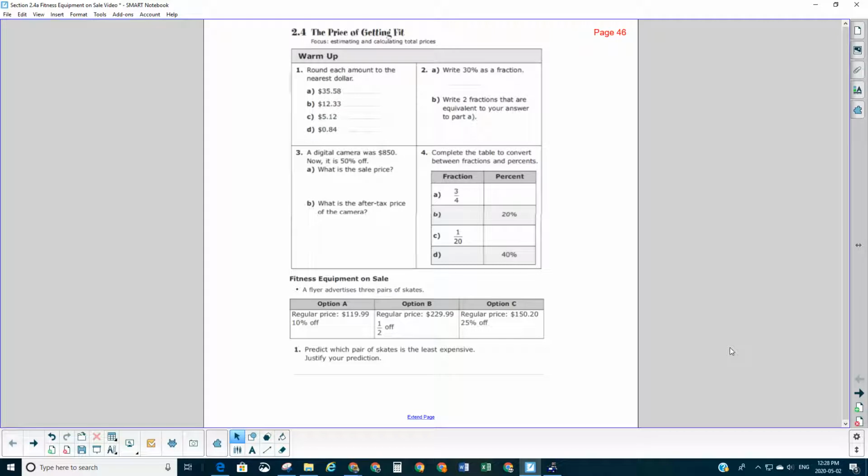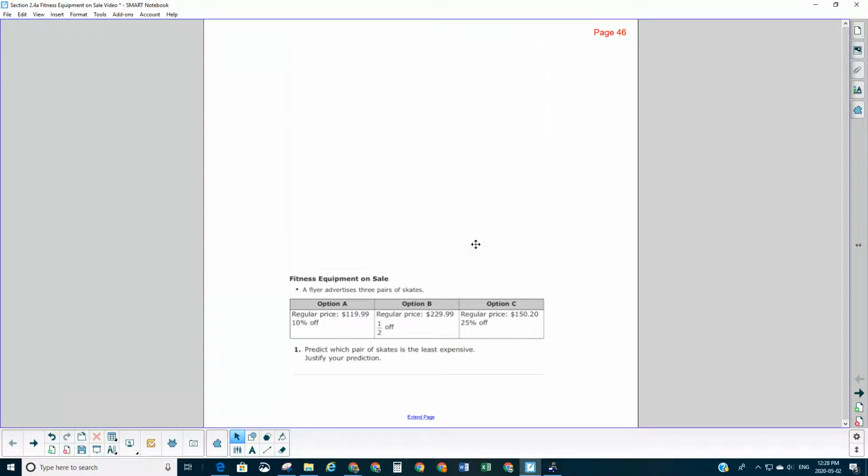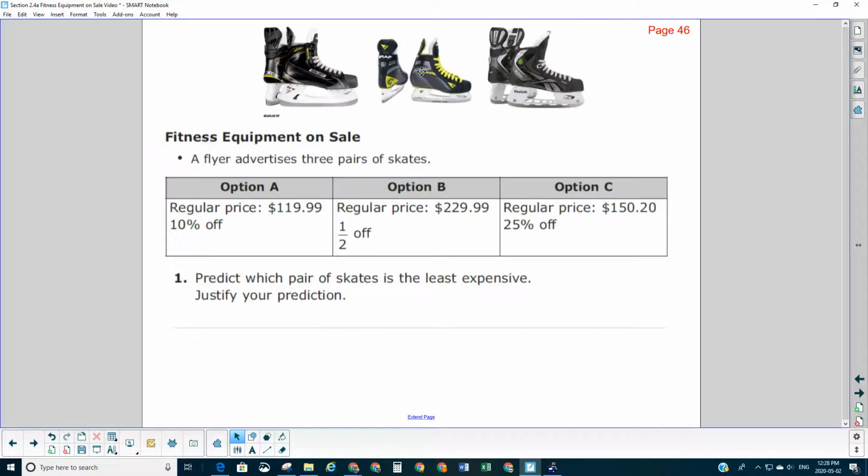There is a warm up there, but I don't think we need to do the warm up today. So we're just going to scooch down to the bottom of page 46 and look at this question about fitness equipment on sale. So I've just zoomed in on here, and it's talking about 3 pairs of skates. Option A is a regular price is $119.99 with 10% off. Option B is $229.99, but it's half price. And option C is $150.20 but 25% off.